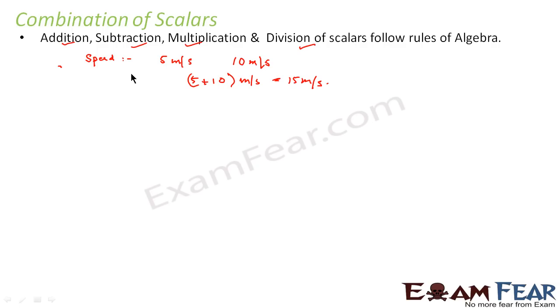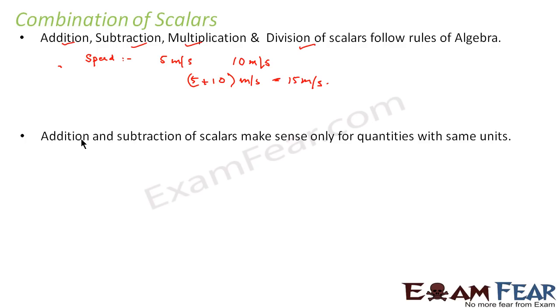The second rule says the addition and subtraction of scalars make sense only for quantities with the same units. That means you can add or subtract scalars only with the same units. You cannot add different units together. Let us suppose you have 1 kg of potato. If I ask you to add 1 kg of potato with 2 grams of potato, can you say that 1 plus 2 is equal to 3? So it is 3 kgs of potato?